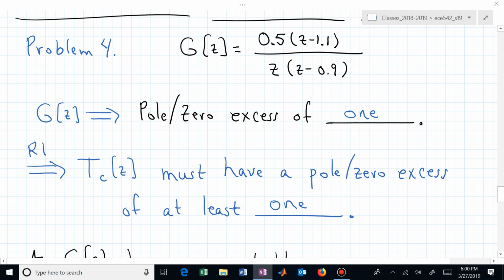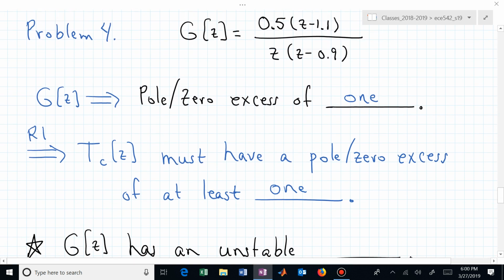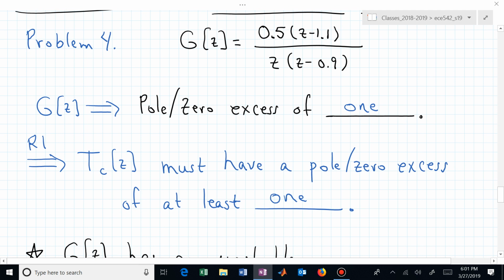And we could have a pole zero excess of 2 or 3 if we wanted, but at least a pole zero excess of 1. In this G of Z, do we have any unstable factors? Do we have any zero factors or pole factors that are unstable? And I could, on the third exam or on the final, give you maybe 2 unstable zeros or 2 unstable poles. In the homework, we've been focusing on just 1, but you never want to discount too many possibilities.